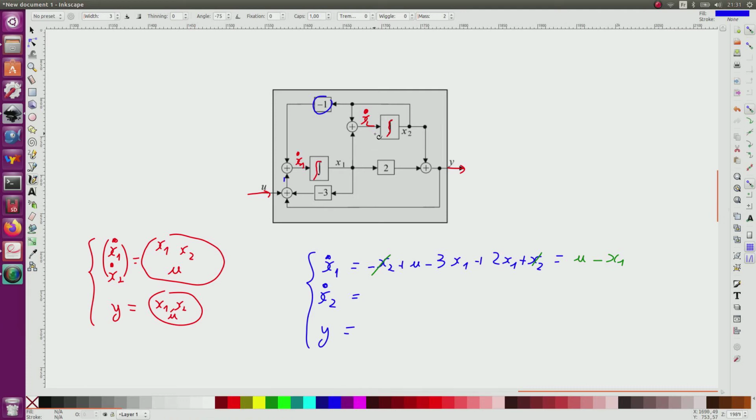Okay, for x dot 2, it is the sum of several things. I will have x2, and also I have x1 here. So there is no simplification. And what about y? y is the sum of 2x1 plus x2. So this corresponds to the evolution equation, and this is the observation equation.